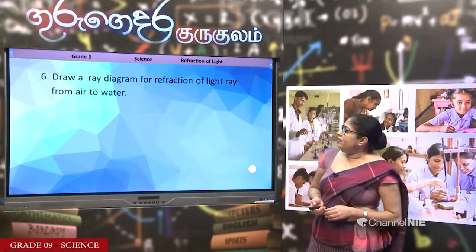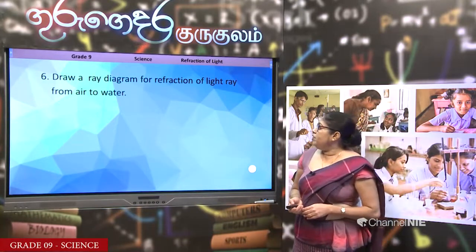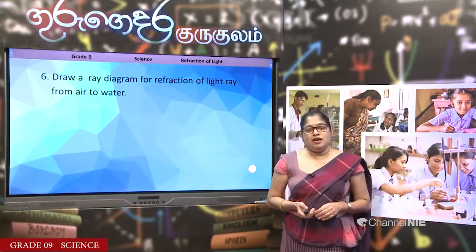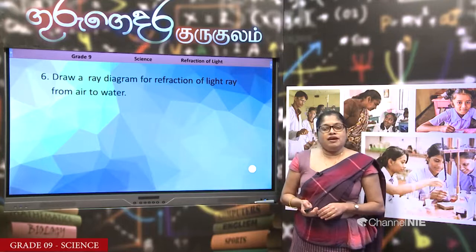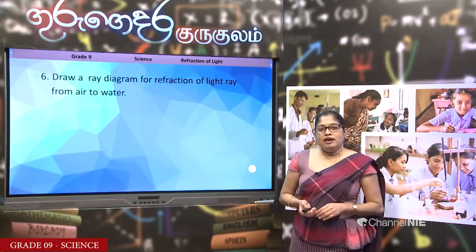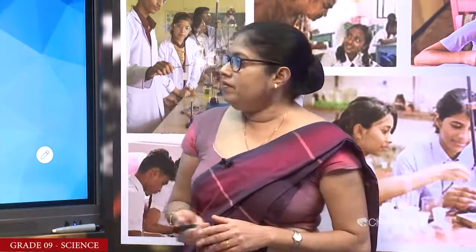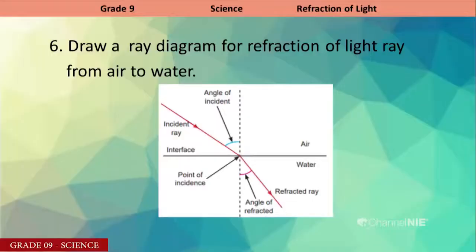Now we will see a ray diagram for refraction of light from air to water. What is a ray diagram? I explained it in my last lesson too. Ray diagram shows the way light rays are travelling. This is the ray diagram for the activity we have done. You can see here two transparent media we used, air and water.